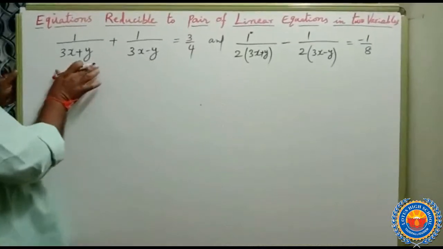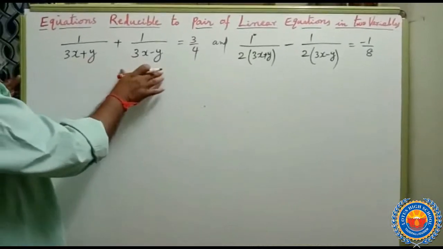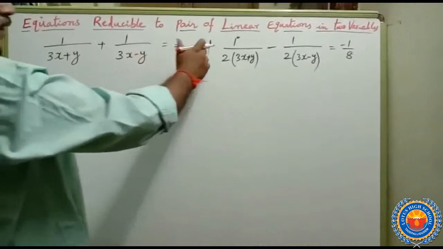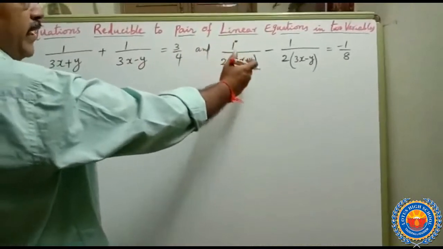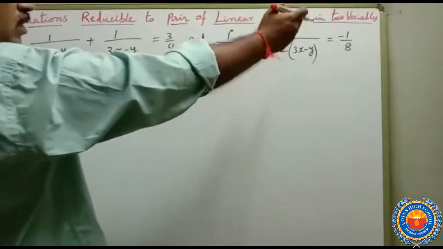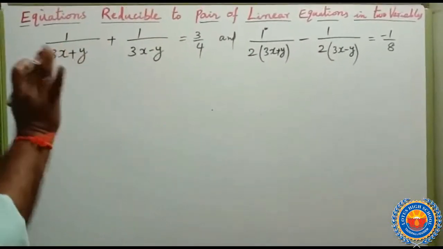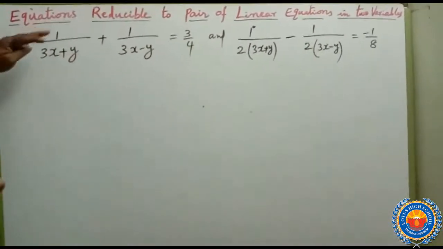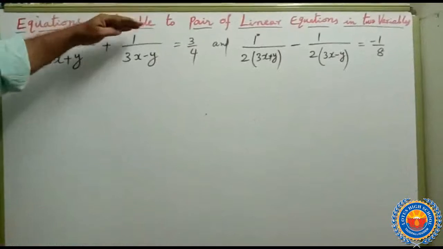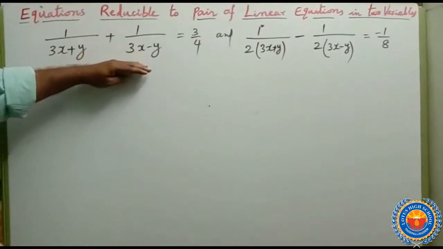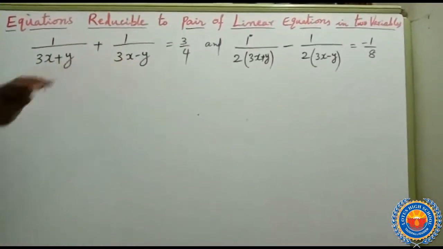Here, 1 by 3x plus y plus 1 by 3x minus y is equal to 3 by 4, and 1 by 2 into 3x plus y minus 1 by 2 into 3x minus y is equal to minus 1 by 8. So actually here you have to substitute 1 by 3x plus y is equal to p and 1 by 3x minus y is equal to q.